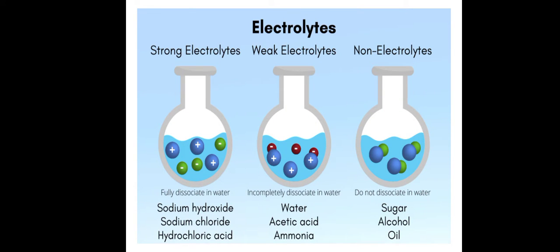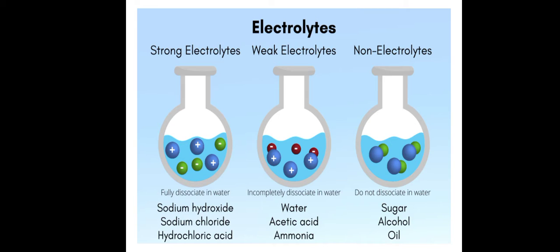Now we would see electrolytes are mainly of two types, weak electrolyte or strong electrolyte. Weak electrolytes are the electrolytes which dissociate partially. Partially means it is not going to completely dissociate. Wo puri tarah se nahi tootega into ions in aqueous solution, are called weak electrolytes. But what are strong electrolytes? The electrolytes which dissociate completely in aqueous solution into ions are called strong electrolytes.